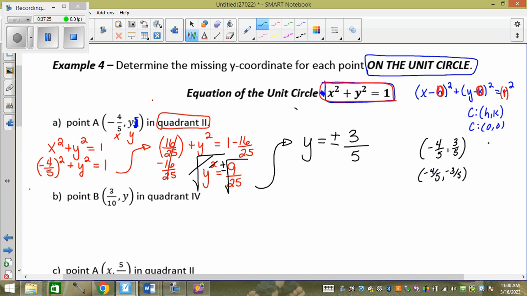However, it did give me a quadrant. It gave me quadrant 2. Which of those points would fit in quadrant 2? The first one: negative x, positive y, because quadrant 2 is right here. The other one fits in quadrant 3, which I'm not allowed to have. So this is my answer.